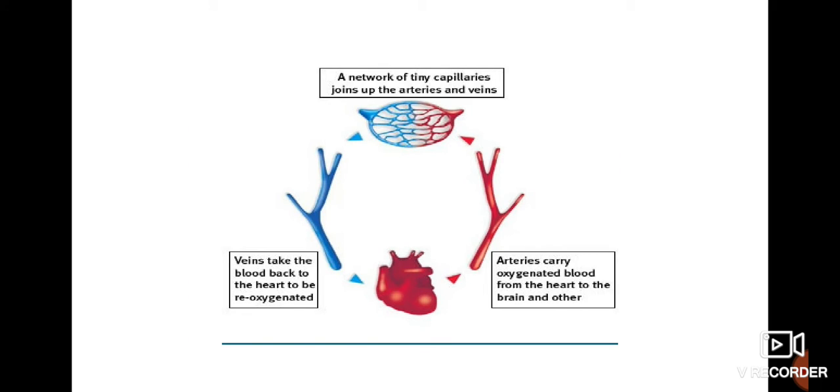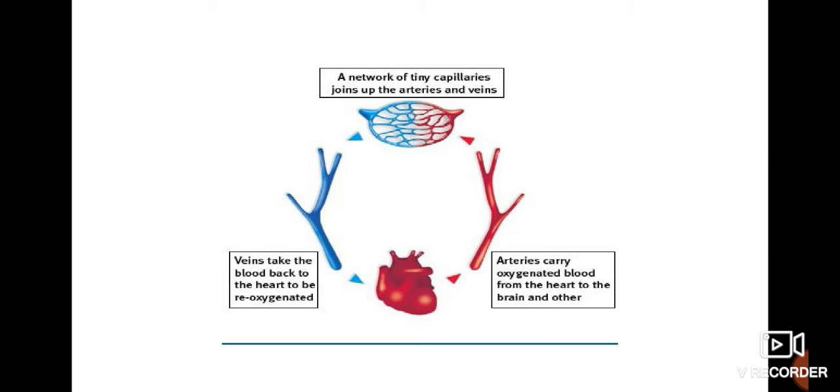Now, whenever we are discussing blood vessels, they are the tubes which are responsible for carrying the blood from one place to another. As we know, there are three types of blood vessels: arteries, veins, and capillaries. Arteries will carry oxygenated blood from the heart towards the brain and other parts of the body. So basically, an artery will carry blood away from the heart.